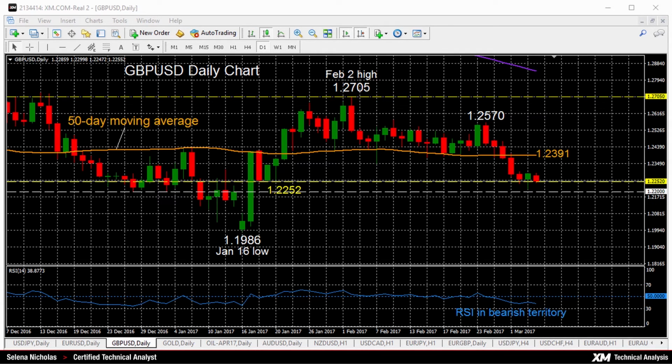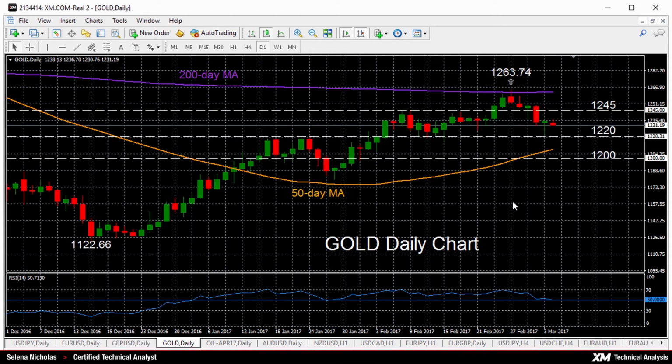Now let's take a look at gold, because we saw gold had quite a decent rally since the December low of 1122.66. We saw the market rise all the way up to 1263.74 last month, but we saw a bit of a pullback. This was an important resistance at the 200-day moving average.